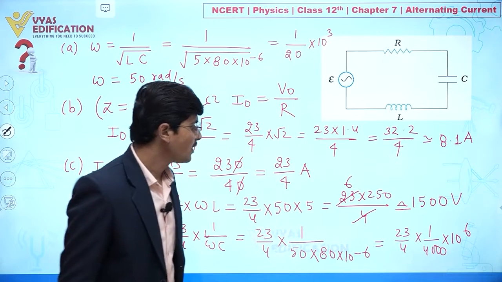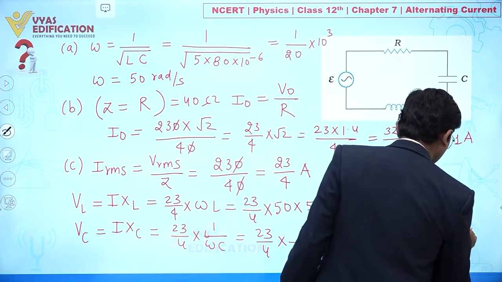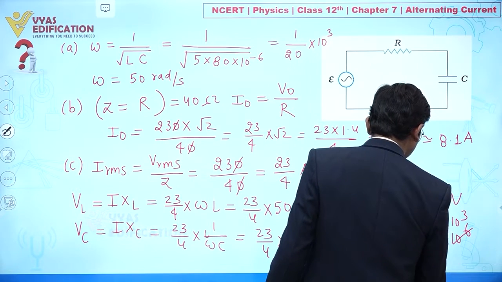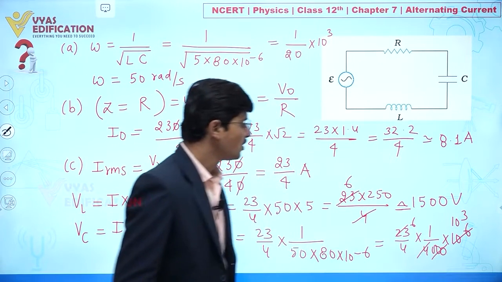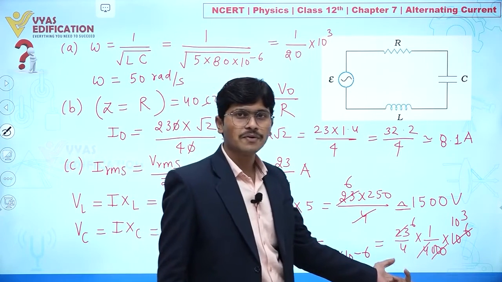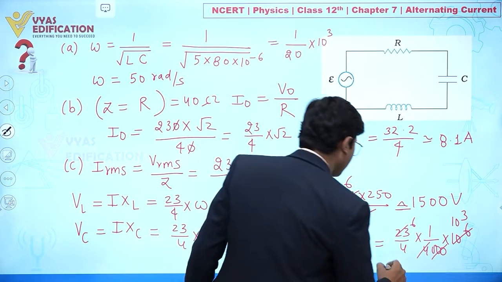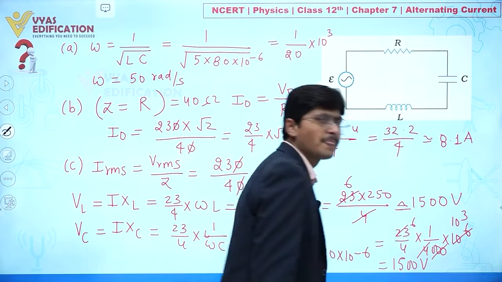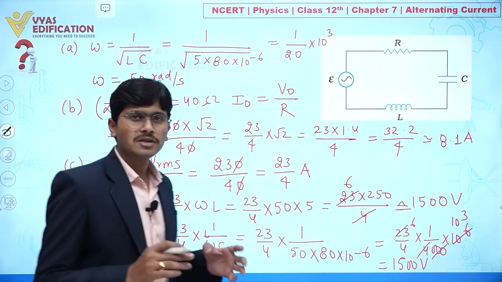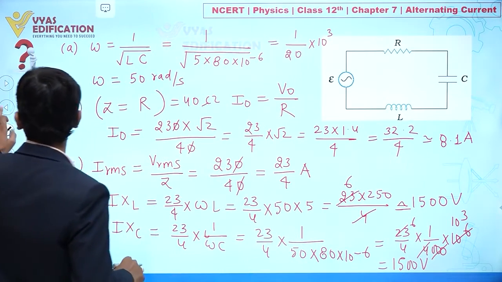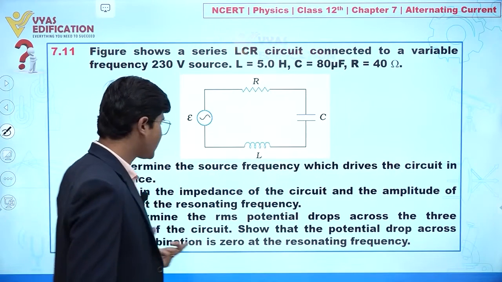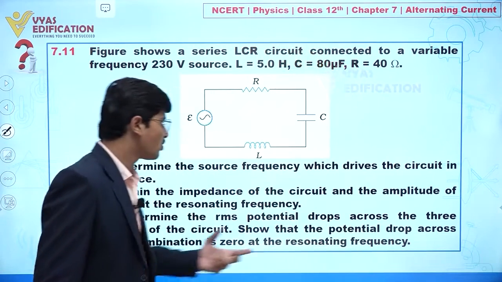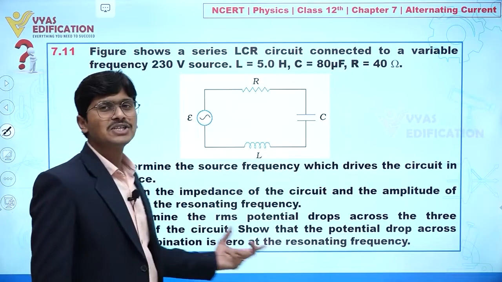From here this is equal to 10 to the power 3. Near about this is 6, so we are getting 6 by 4. This is equal to 1.5, and we are getting the same answer, near about 1500 volt. Now what is my objective here in this question? We have to show the potential drop across the LC combination is 0.